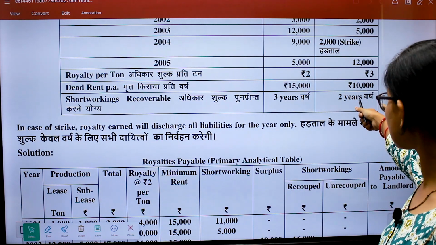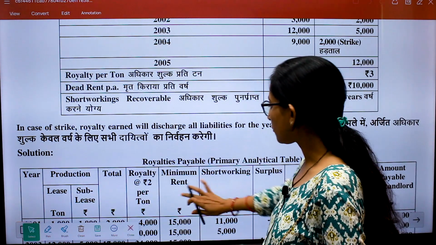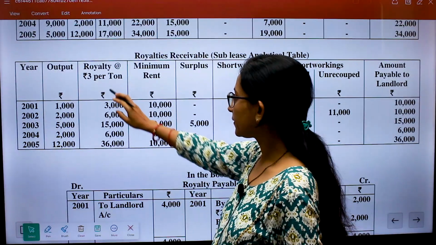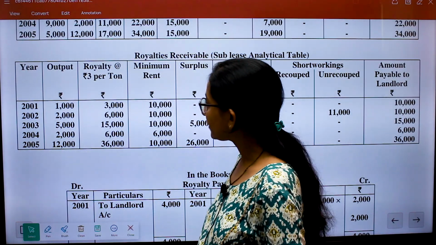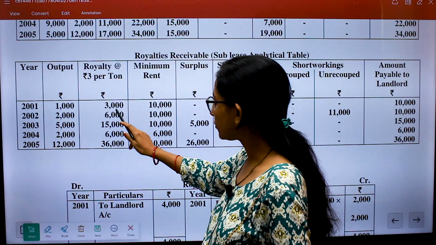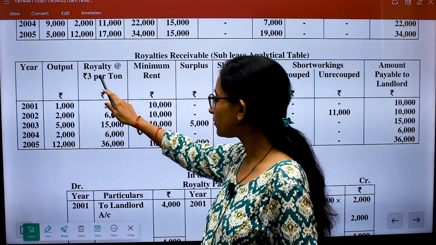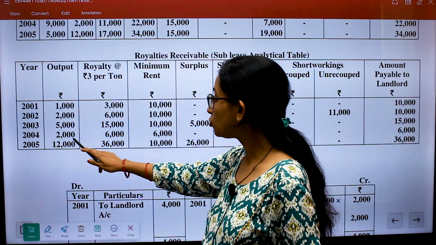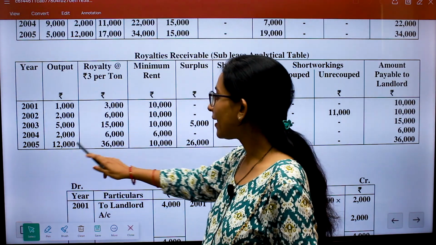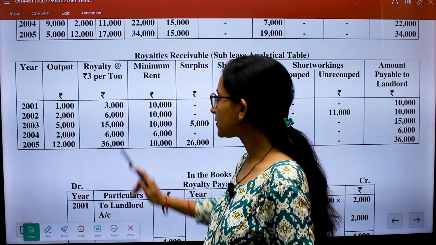Okay, minimum rent is 10,000 and a 2-year recoupment option is given. So royalty per ton is 3. We will multiply 1,000 by 3, we will get 3,000; 2,000 by 3, we will get 6,000; 5,000 by 3, we will get 15,000; 2,000 by 3, 6,000; and 12,000 by 3, 36,000.